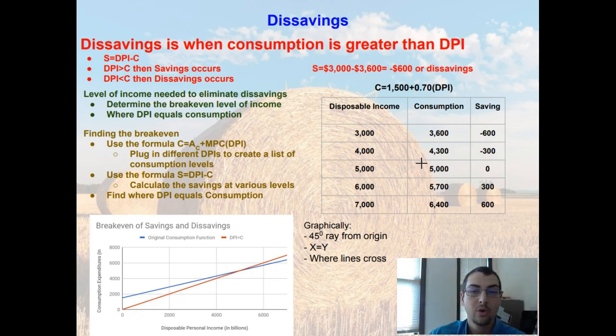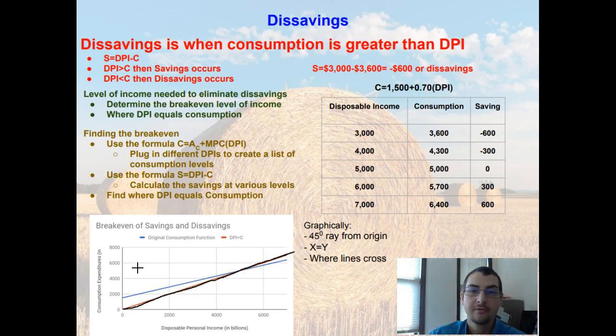Now you can also do this graphically. So if you were trying to do it graphically, you could draw a 45-degree ray from the origin. So here we have our little table of break-evens of savings and dis-savings. We have our consumption expenditures over here, our disposable personal income down here, just like we had before. And this nice pretty blue line, that's our example that we've been running with throughout this whole chapter. So what we're going to do is we're going to draw a red line. This red line is at a 45-degree angle from the origin.